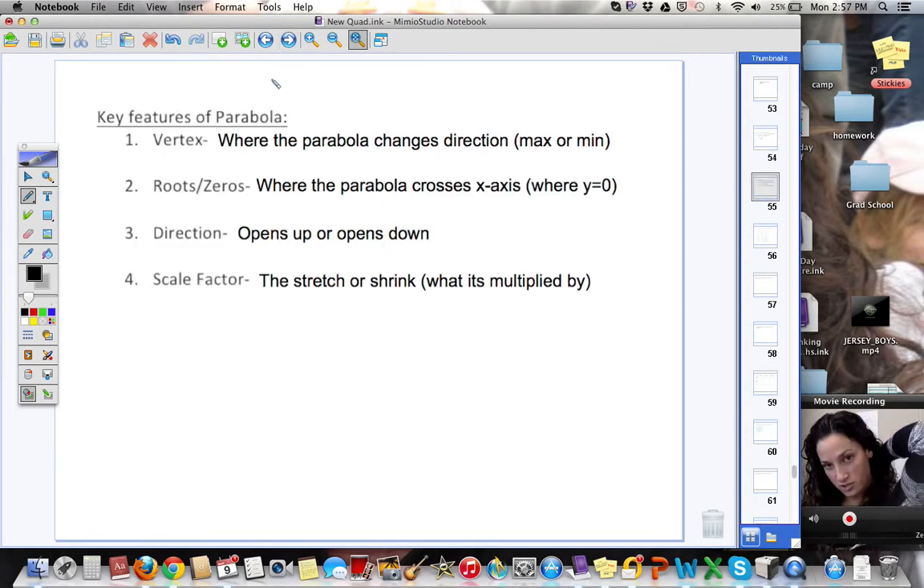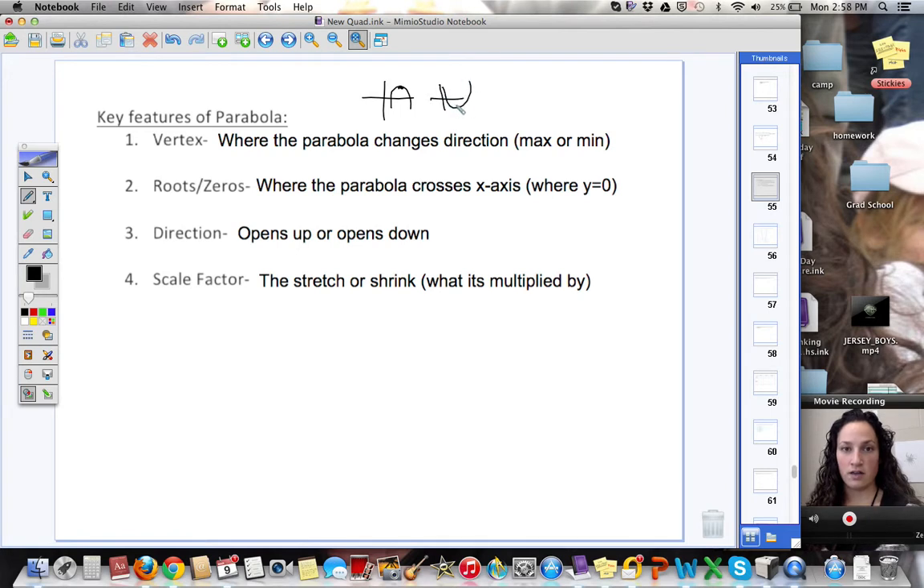Some of our key features, so again, pause, copy it down, press play. The vertex is where the parabola changes direction, so it's its max or its min, the high point or the low point. Right here, it's the min of the parabola, and right here, it's the max.